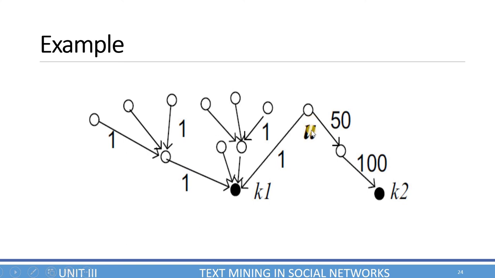Suppose assume that U is an answer node. You can reach U directly from K2 with cost 150. So this is the cost of the edge, it's 150 to reach U. Whereas from K1, there is only one edge whose cost is 1, and you can reach the answer node U.